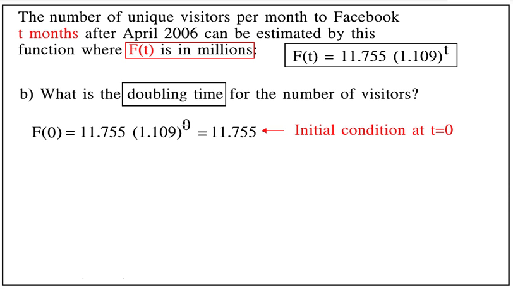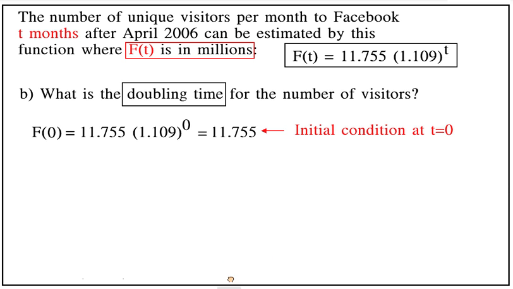When t is equal to 0, f of 0 is equal to 11.8. 11.8 million visitors, in essence, in April of 2006. And now what we want to do is double that, and then figure out the amount of time it takes to get to that new doubled figure.